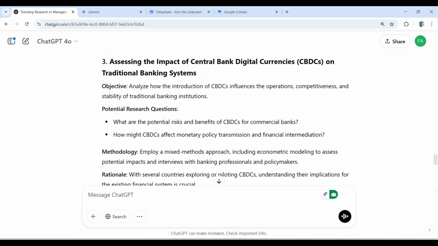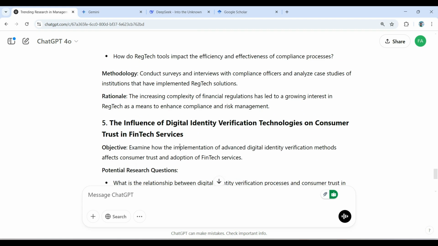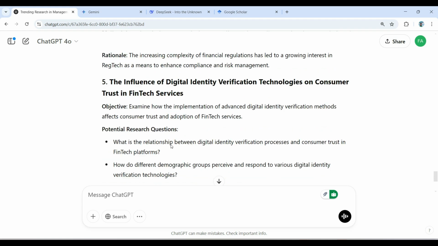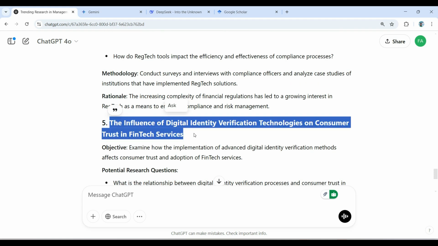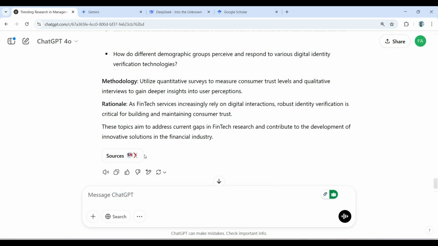Assessing the impact of central bank digital currencies on the traditional banking system. Explain the efficacy of RegTech solutions. Now what is this RegTech? Regulatory technology solutions. This is maybe a new term. Enhancing compliance and risk management. Digital identity verification on consumer trust. This seems like an interesting topic, so I will copy paste this topic. Utilize quantitative surveys to measure consumer trust and qualitative interviews to gain deeper insight. It's a mixed method research. There are some references as well.